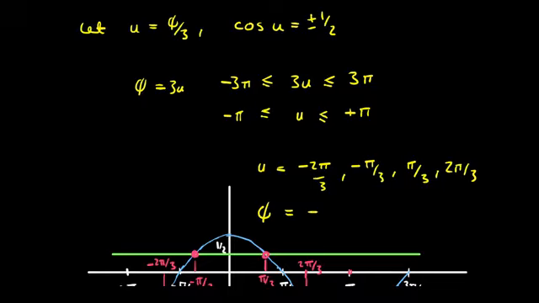Minus 2 pi upon 3, if we times it by 3, is minus 2 pi. Minus pi upon 3, if we times it by 3, is minus pi. Pi by 3 times by 3 is pi. And 2 pi by 3 times by 3 is 2 pi. So these should be all of our solutions for phi.